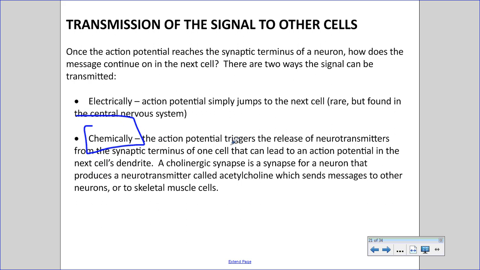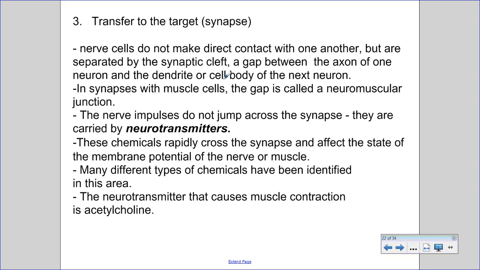The action potential will trigger the release of a chemical or a class of chemicals called neurotransmitters from the synaptic terminus of one cell that can lead to an action potential in the next cell's dendrites. A cholinergic synapse is a synapse for a neuron that produces a neurotransmitter called acetylcholine, which we'll talk about more in this video, which sends messages to other neurons or skeletal muscle cells. The neurotransmitter that IB will want you to know specifically about is acetylcholine.